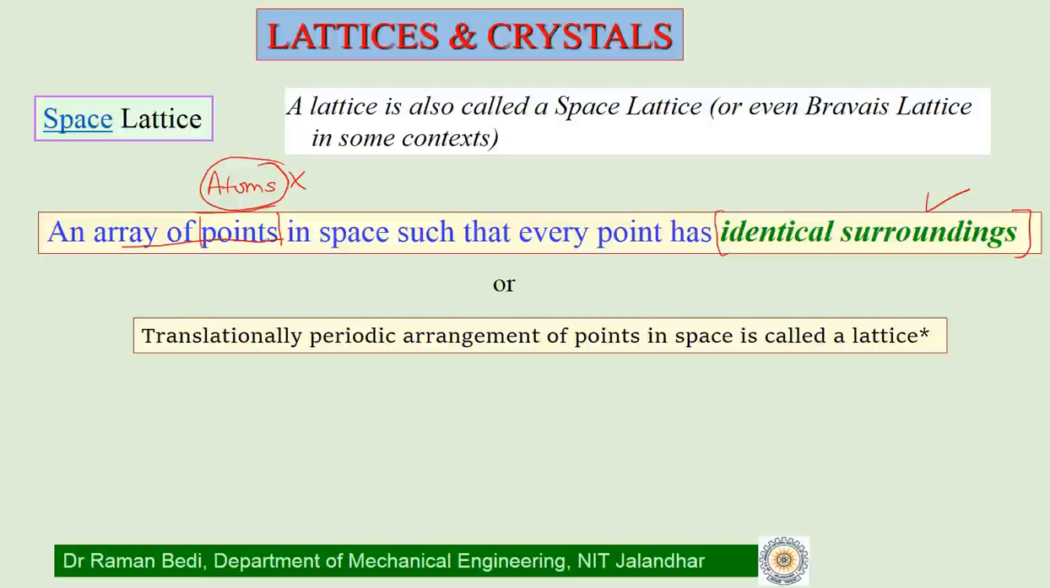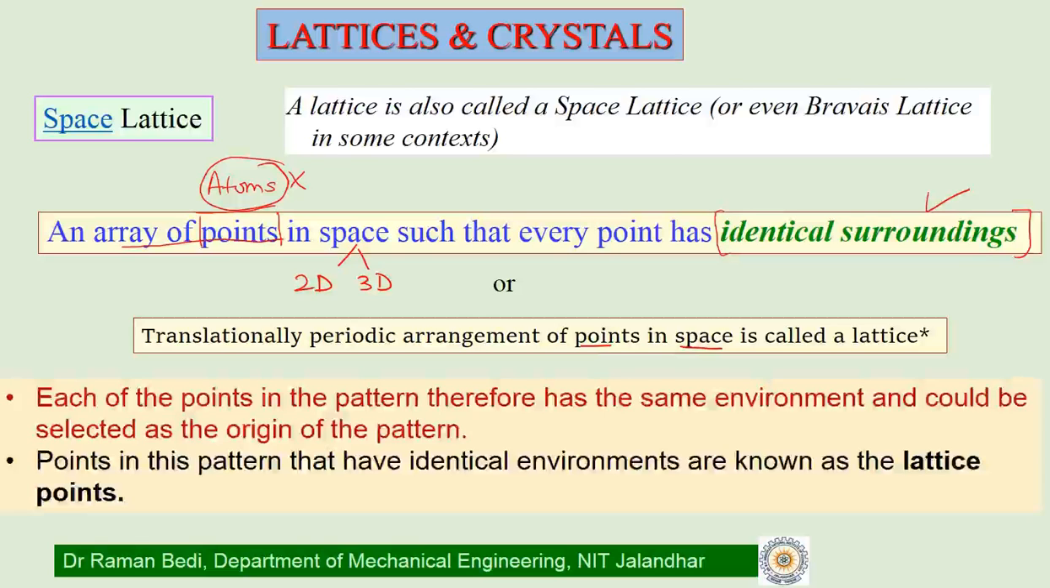The second way to define it is a more mathematical way. We will try to understand what the meaning of this is today. We say it is a translationally periodic arrangement of points in a space. So a lattice can also be defined as a translationally periodic arrangement of points in a space. Again the term points in a space. This space can be a two-dimensional space, or it can be a three-dimensional space. Both ways it is possible for us to have a lattice. In one case it will be called a 2D lattice, and in the second case a 3D lattice. We will begin our discussion with 2D lattices, and then we will go on to the concept of 3D lattices afterwards.